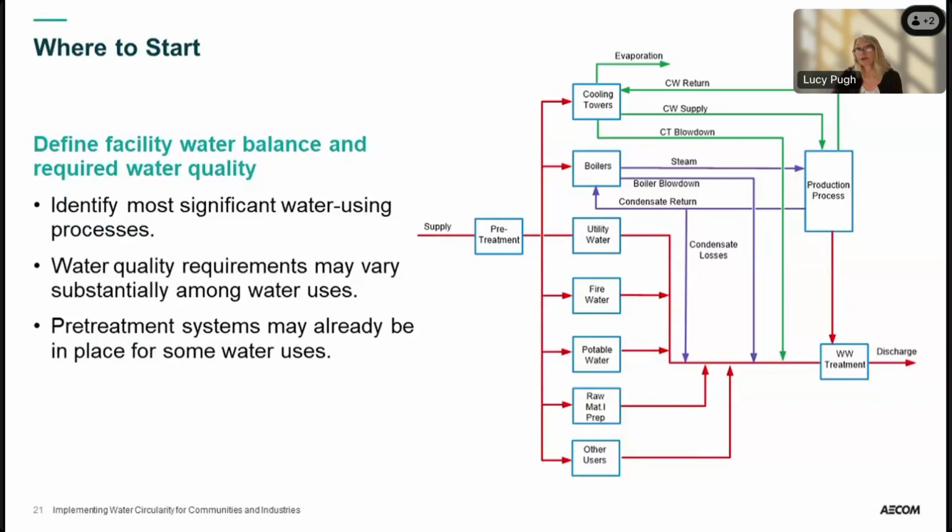The water quality requirements vary a lot. As I mentioned, cooling water may not require high quality water, whereas process water may require very high quality water. And then for steam production, a lot of times the industry would have its own treatment system for production of boiler feed water. And so it's good to understand the constraints and the capabilities of those treatment systems and the water quality that's required for those treatment systems.